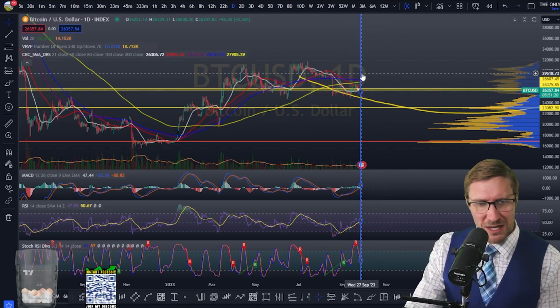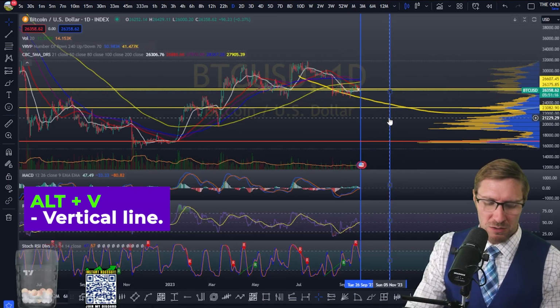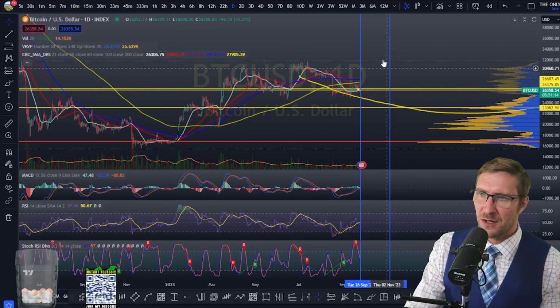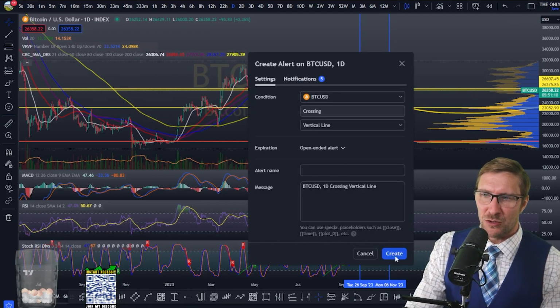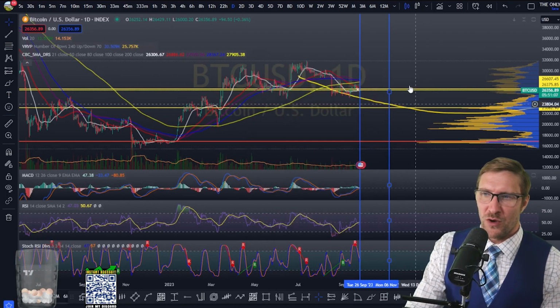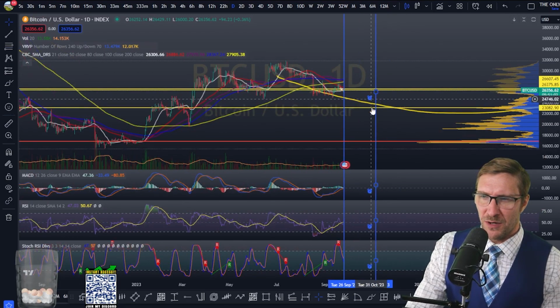When price crosses that vertical line, what I do is I hit Alt-V. Alt is your friend. Alt and many letters are going to be your shortcuts. Alt-V is going to make a vertical line. If you right-click the vertical line, you can add an alert there. Hit create. That will create an alert on the line. And you'll see a little alarm get put out right next to it.